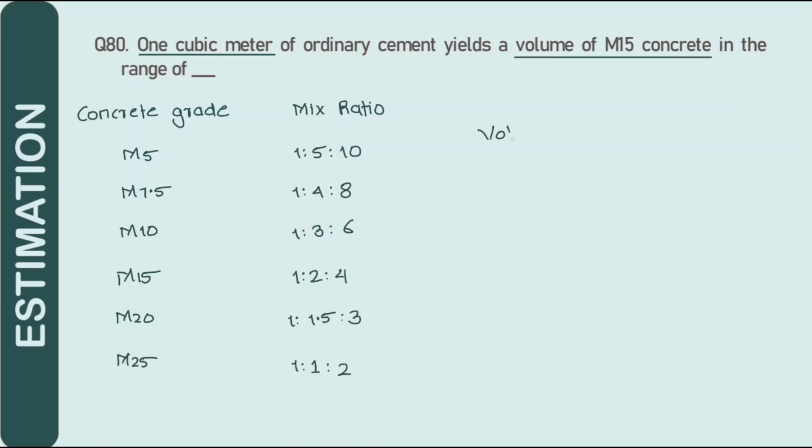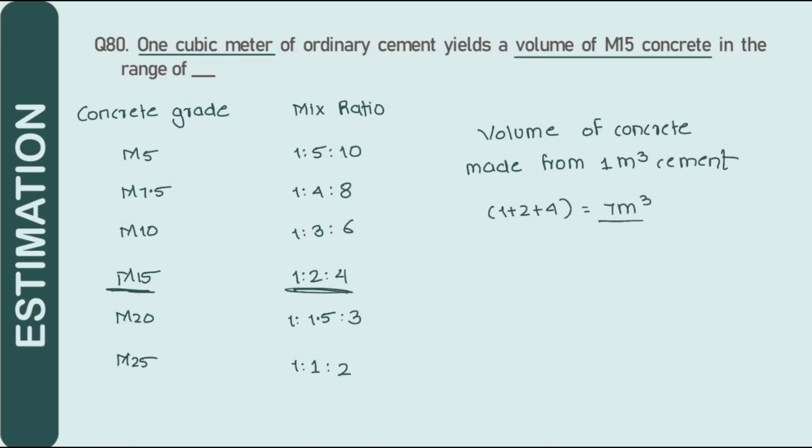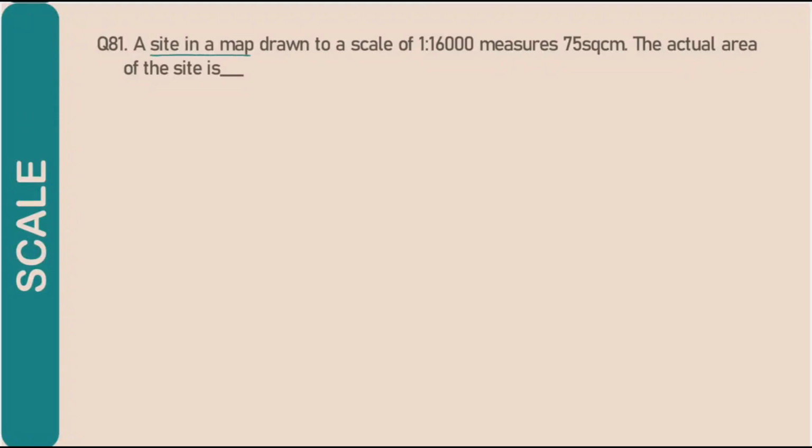So here M15 is asked, so M15 is 1 is to 2 is to 4. So the volume of concrete made from 1 meter cube cement will be 1 plus 2 plus 4, that is 7 meter cube. A site in a map drawn to a scale of 1 is to 16,000 measures 75 centimeter square. The actual area of the site is.